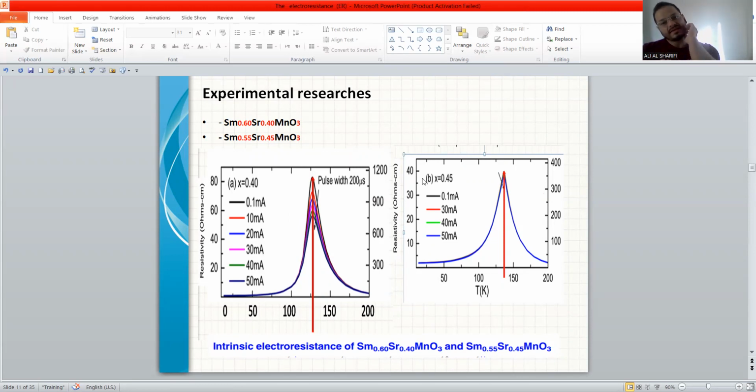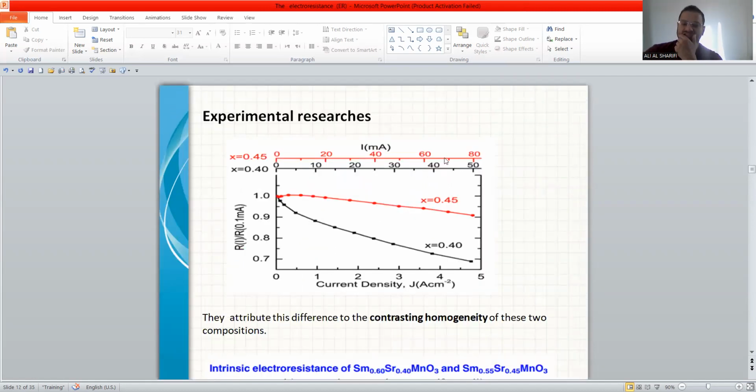Here at x equal 0.45, it starts from 0.1 until 50 milliampere. In this situation, the resistance is decreasing too, but less than in the first image, because there is only a simple difference between the resistance at 0.1 milliampere and the resistance at 50 milliampere. We have decreasing, but less than in the first image. This is the article title at the last slide.